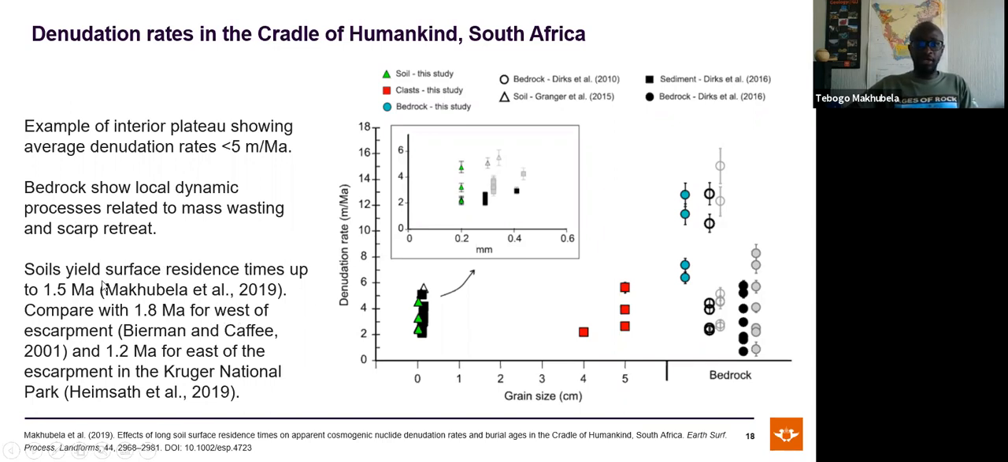Soils in the Cradle of Mankind, I showed in my PhD work, yield surface residence times up to 1.5 million years. And it is interesting when we compare with 1.8 million years west of the escarpment in Namibia, and together with 1.2 million years for the area east of the escarpment in the Kruger National Park, whereby this area is the wettest, and that is the driest area in Southern Africa. And of course, we know the Johannesburg area is somewhere in between in terms of climate.